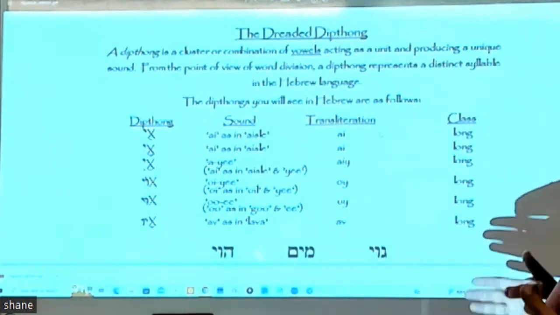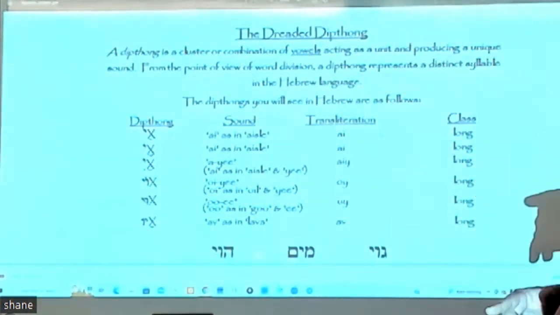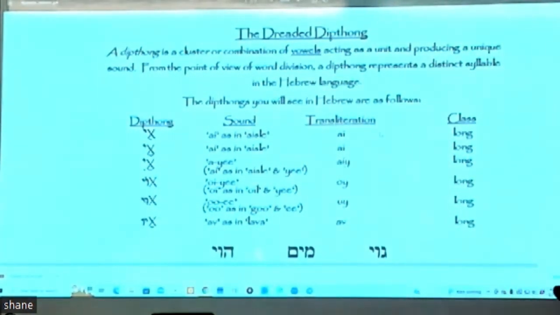All right. So, what is a diphthong? A diphthong is a cluster or combination of vowels that act as a unit and produce a unique sound. From the point of view of word division, a diphthong represents a distinct syllable in the Hebrew language.